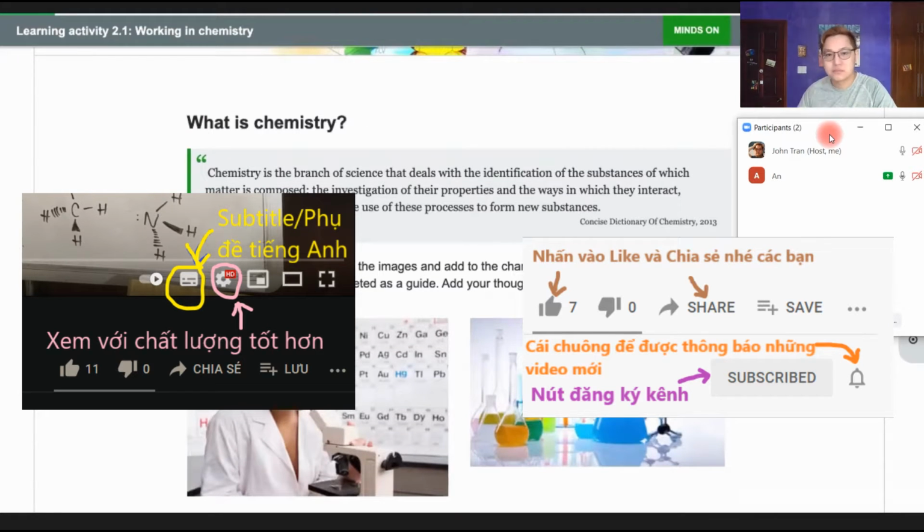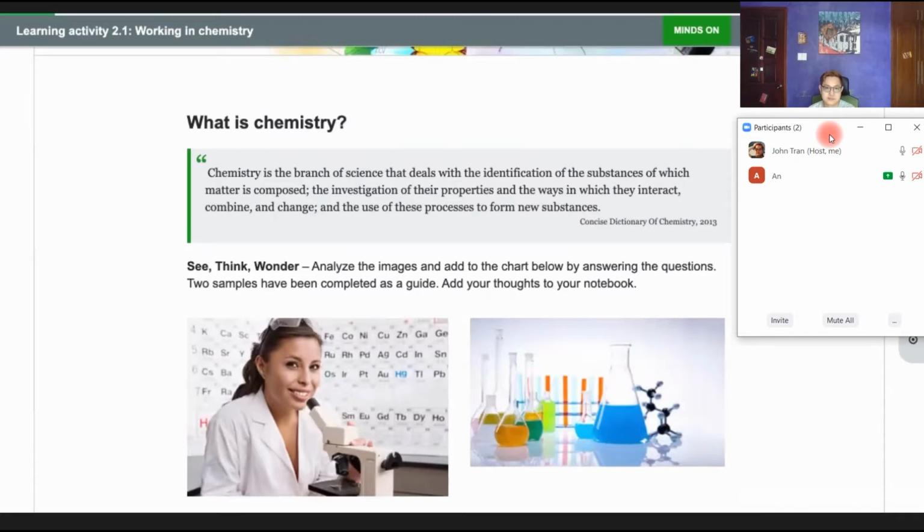What is chemistry? Chemistry is a branch of science that deals with the identification of the substances of which matter is composed, the investigation of their properties, and the way in which they interact, combine, and change, and the use of these processes to form new substances.